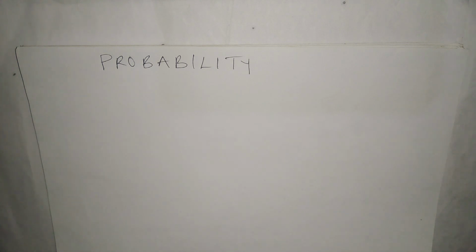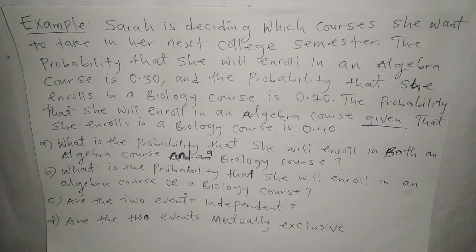In this video, we shall be looking at probability. So let's take some examples. The question says, Sarah is deciding which course she wants to take in her next college semester. The probability that she will enroll in an algebra course is 0.3, and the probability that she will enroll in a biology course is 0.7. The probability that she will enroll in an algebra course given that she enrolls in a biology course is 0.4.